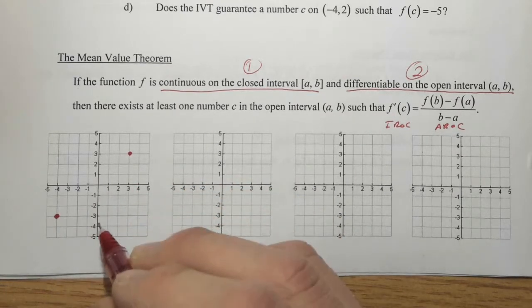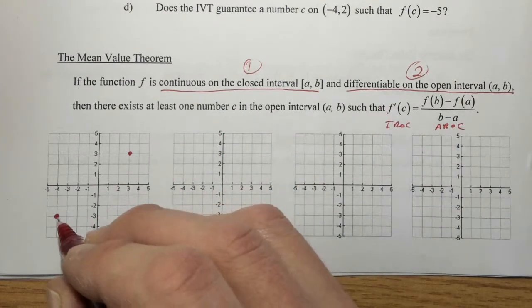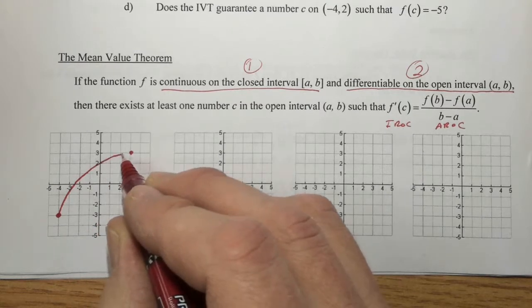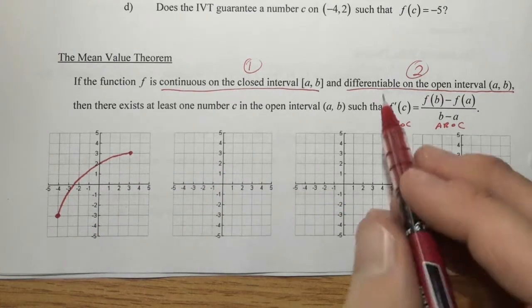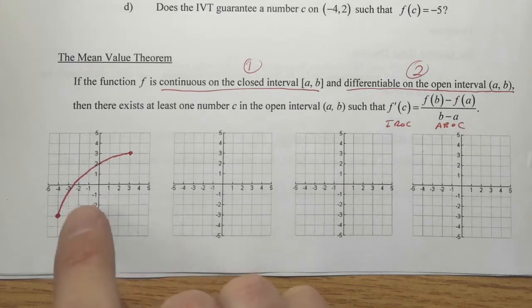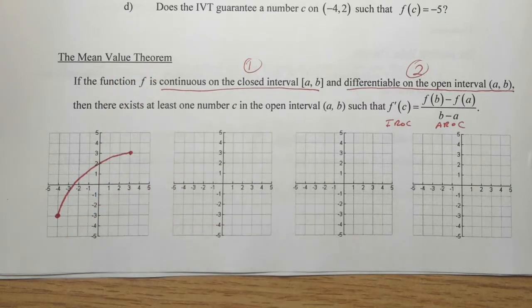So we're going to have a function, and we want that function to be both continuous and differentiable. So I'm going to have a nice, smooth function. Okay, a nice curvy function from one to the other. No issues with differentiability, no issues with continuity. Okay, so because our function is continuous and differentiable, the mean value theorem kicks into action.